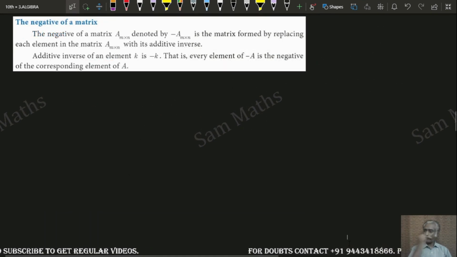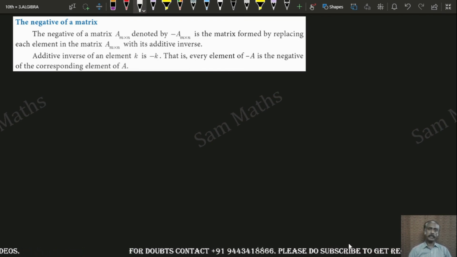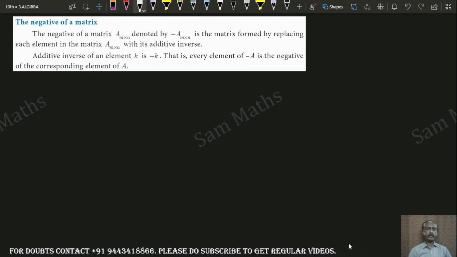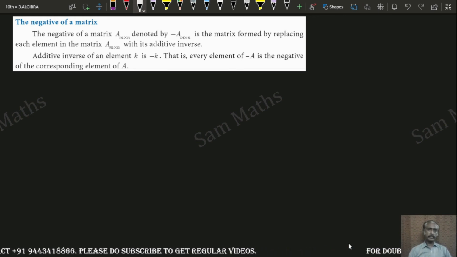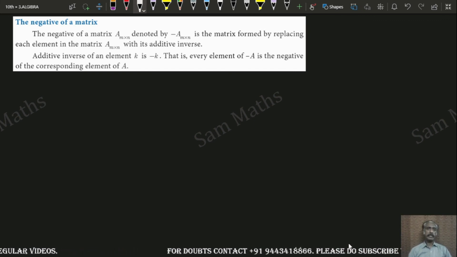Next is the negative of the matrix. The negative of the matrix A of order m by n is denoted by minus A of order m by n. Both will be of the same order, only thing you have to multiply by minus 1. Okay, children. Next, the additive inverse of an element k is minus k. So every element of minus A is the negative of the corresponding element of A.